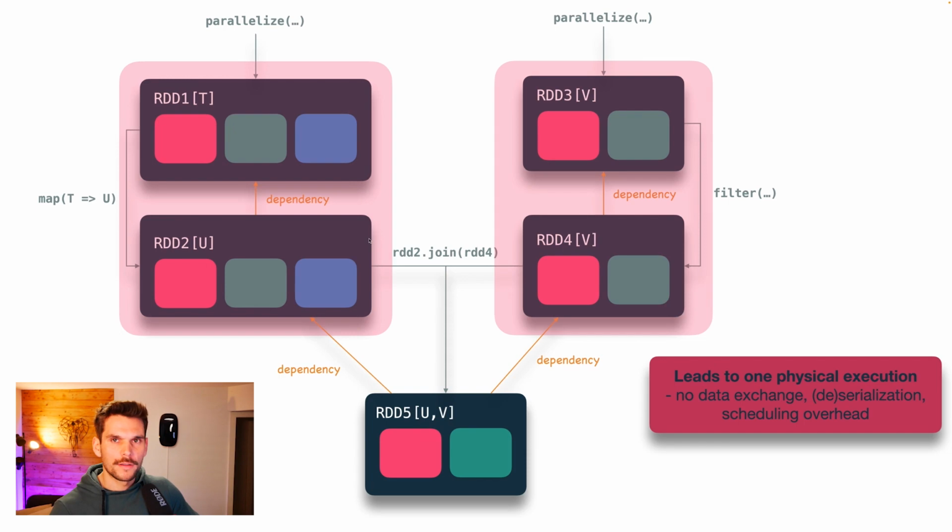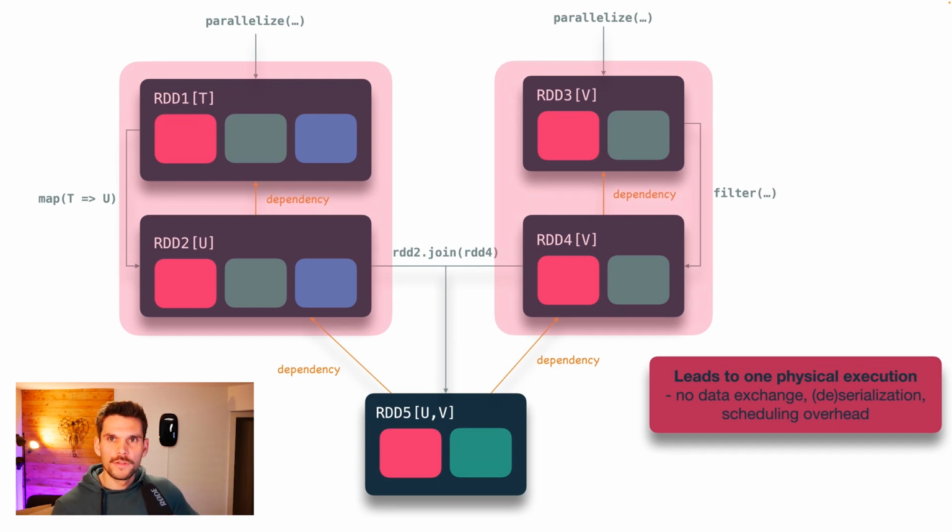And that's what we call a stage in the end. And we're going to look at this in the next videos. But the same happens on this side. So here we have a narrow dependency in between again. So we can basically schedule these two evaluations simultaneously or in the same execution on our cluster.